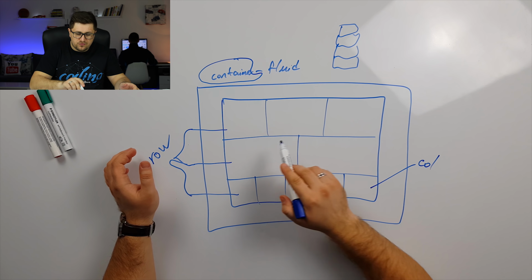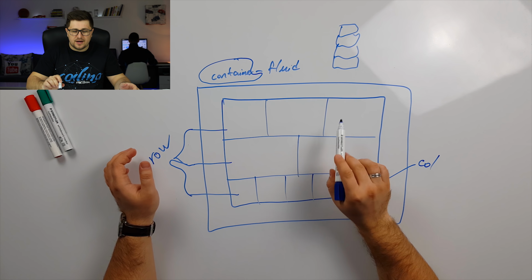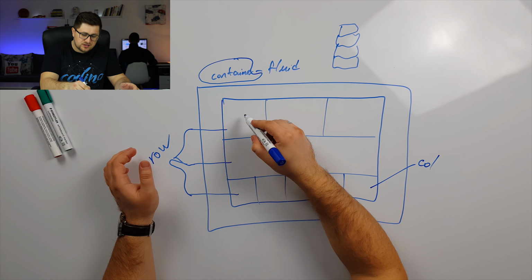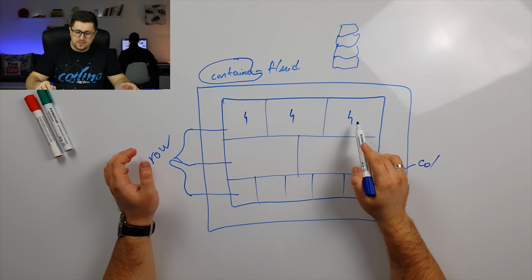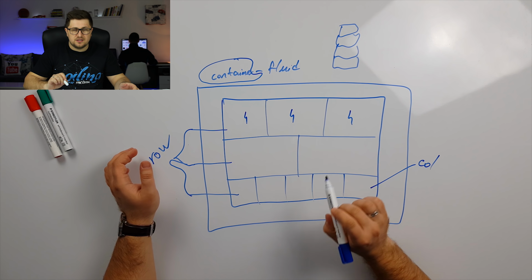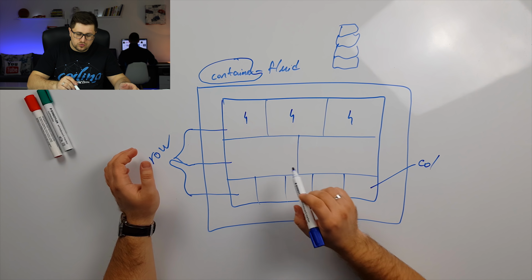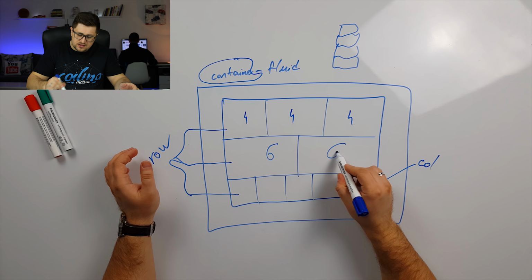Now if we want to create those 3 identical columns, we will say that this will be 4, 4, 4. In sum this is 12. If we want to have those 2, it will be 6 and 6.